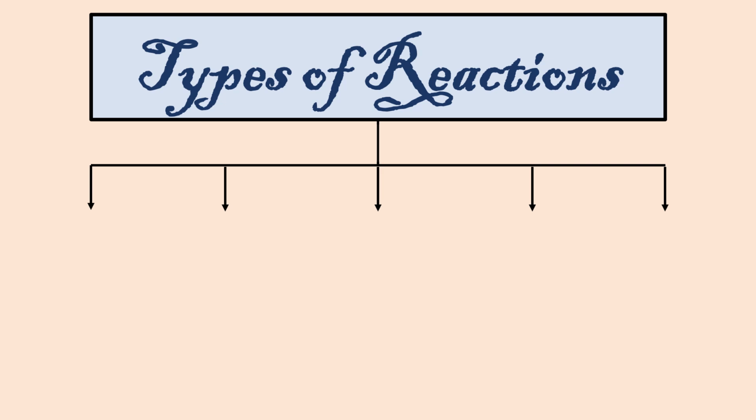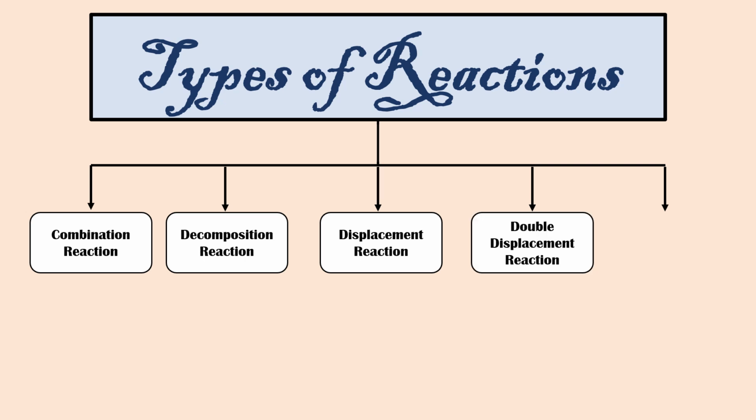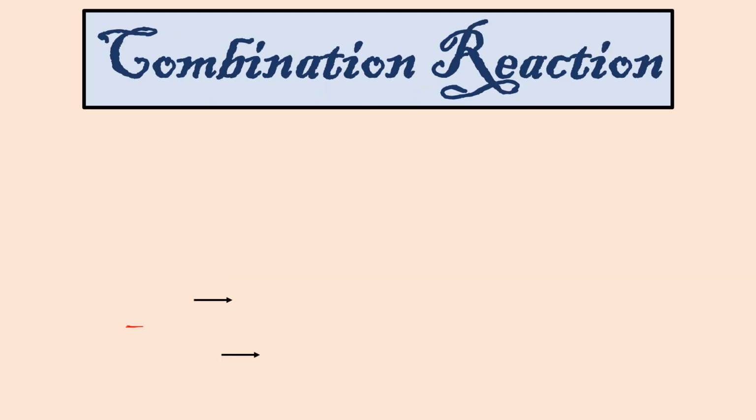Broadly, reactions are of 5 types: combination reaction, decomposition reaction, displacement reaction, double displacement reaction, and lastly oxidation and reduction reaction. Today, we will study the first 2 types of reaction, that is combination reaction and decomposition reaction.